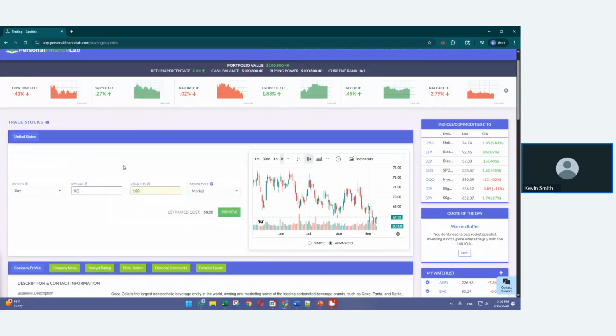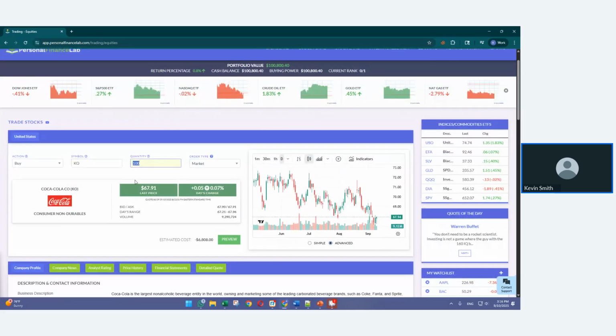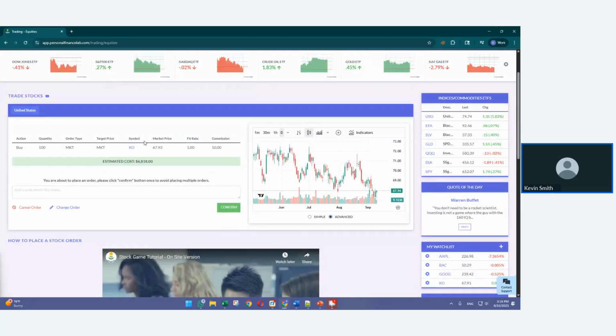I'm going to put a quantity of shares to buy. 100 seems, well, I have a $100,000 portfolio, so 100 shares is actually not that much. It's just $6,000. So I'm going to preview that.